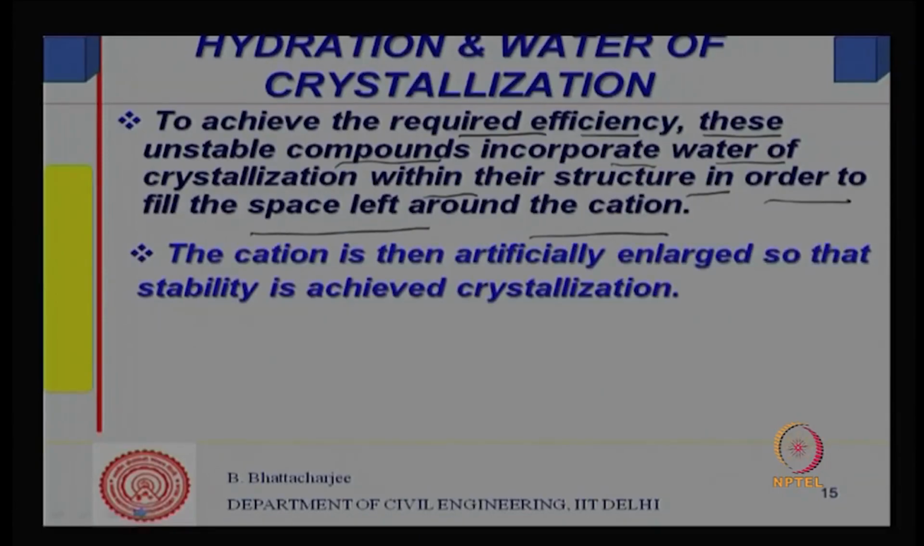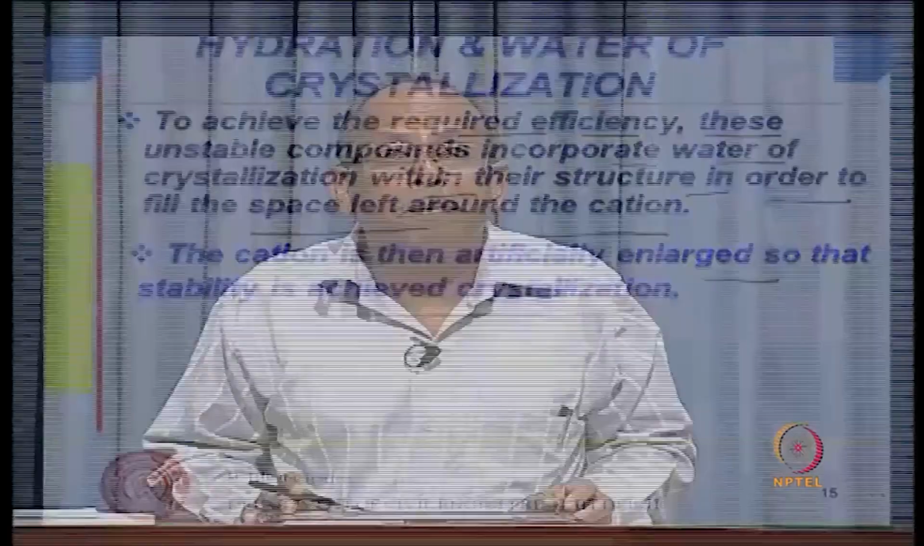And cement is like this. The cation is then artificially enlarged so that stability is achieved by crystallization. Therefore, you can see why cement readily takes water and reacts with water. It gets hydrated quickly because its cation sizes are small and anion sizes are large. Therefore, it can readily take water and react with water, and water of crystallization and hydrates are formed.